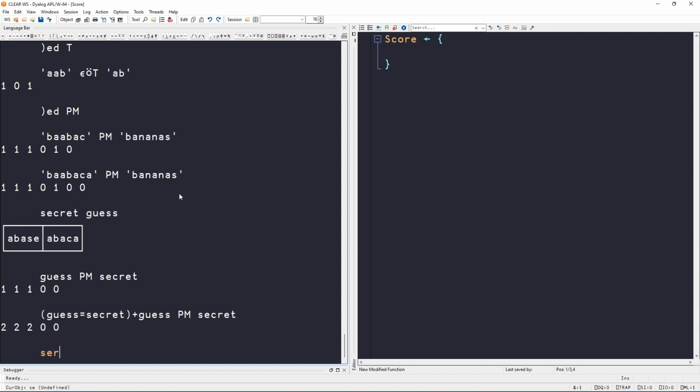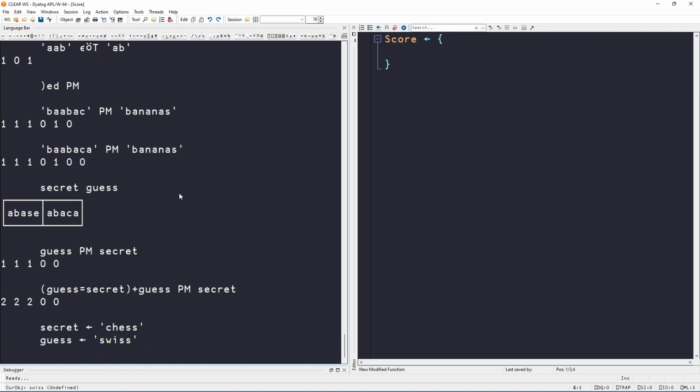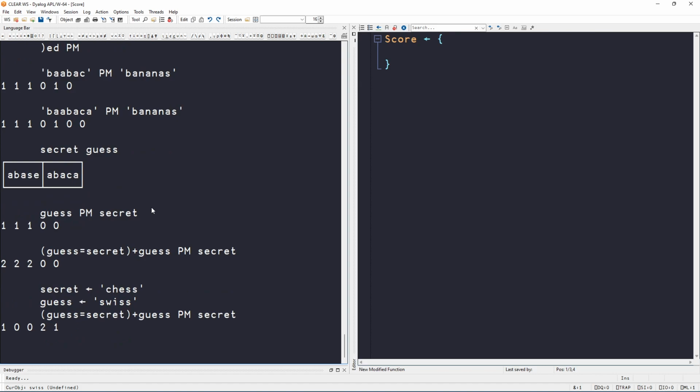Because let's say that the secret word was chess, and the guess word was Swiss. If we do exactly the same thing, so let me run that again. Notice that this is the score that we get. However, the two S's are in correct positions. So this should be a 2 and this should be a 0. Why? Because this one, even though it's the first S in the word Swiss, this is actually the third S that is not in the secret.